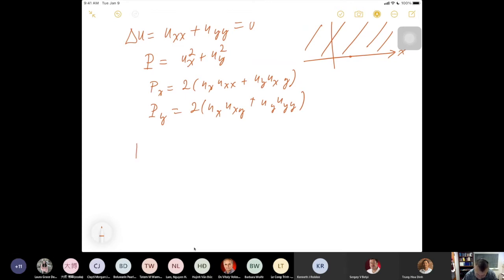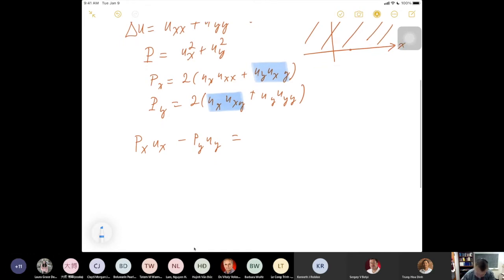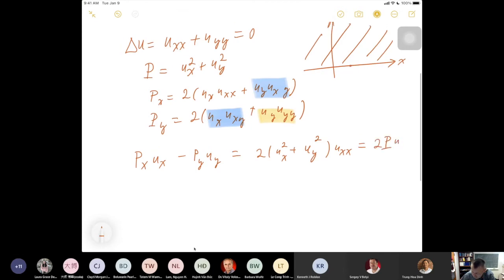What I would like to do with this is put them into linear combinations. If I multiply the first equation for P_x by u_x, and I multiply the second equation for P_y by u_y and take the difference, I can cancel some terms. The terms that will cancel are the term here and the term here. When I take the difference, they go away. For the other term, I have the equation u_xx equal to u_yy, so this can be written as a single term. I can bring u_xx outside, and what I have inside is u_x squared plus u_y squared, and I recognize this is actually P.